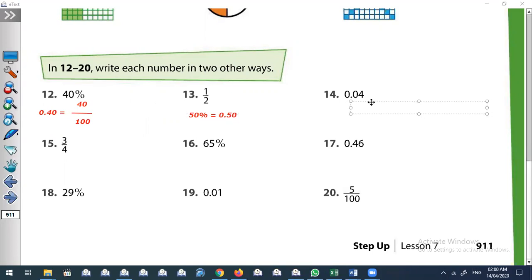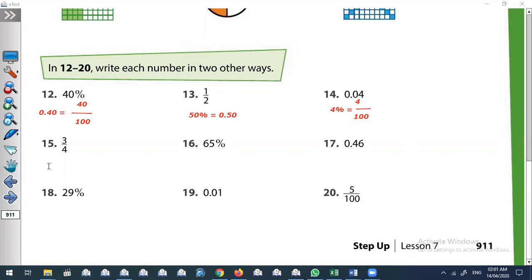Here, this number is decimal, so change it into percent first. Already we have 2 digits in the decimal, so no problem. Just write 4 and percent beside it. What about the fraction of it? The fraction, it will be like that. Up 4, down 100.